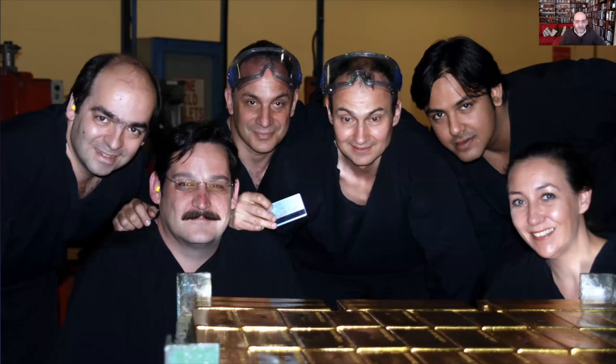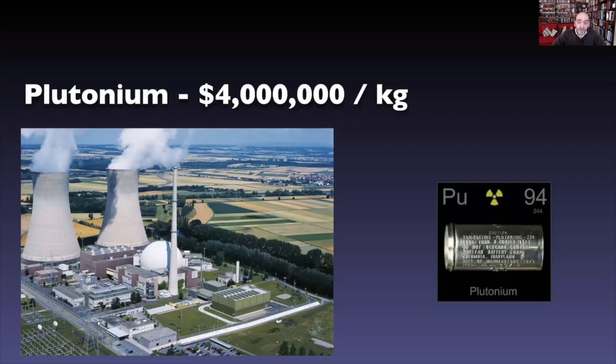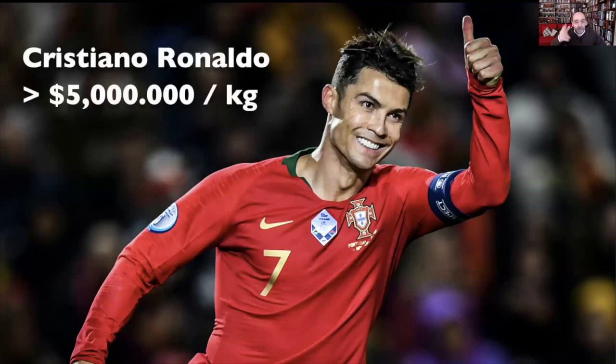Now, really expensive. Do you know how much it costs? 1 kilogram of plutonium is about $4 million. More expensive than plutonium by the kilo is, my dear Cristiano Ronaldo, about $5 million a kilo if he doesn't get fat.